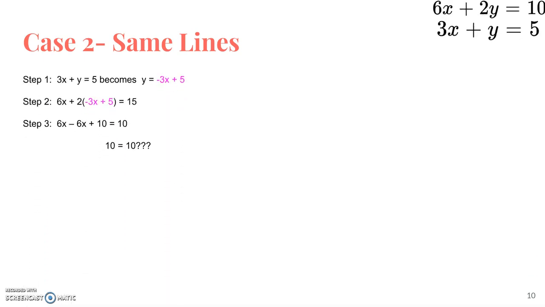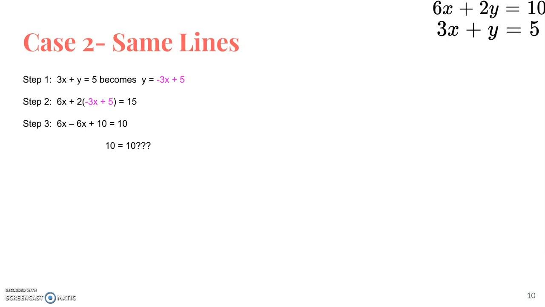A second case that may occur is same line. So our first equation is going to be 6x plus 2y equals 10, and our second equation is 3x plus y equals 5. When we go to solve this one, I'm going to take the second equation this time, which is 3x plus y equals 5, and isolate for y to get y equals negative 3x plus 5. When I substitute that in for step 2 into the first equation, I get 6x plus 2, in parentheses, negative 3x plus 5 equals 10.